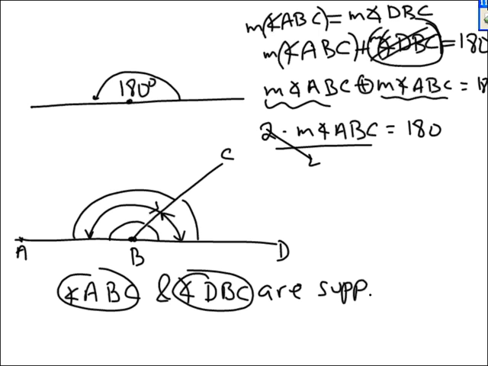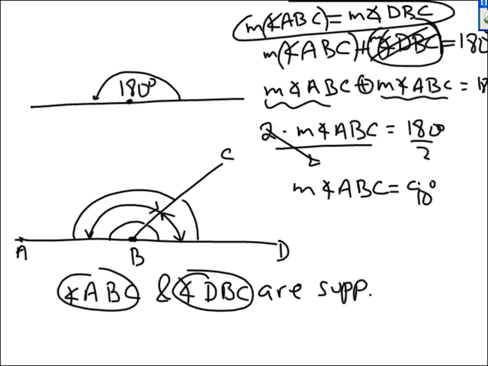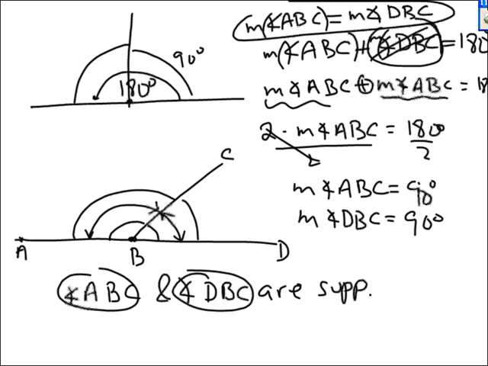Dividing both sides by 2, each angle must be 90. That is, the measure of angle ABC must be 90 degrees. But the measures of angle ABC and DBC are equal, so the measure of angle DBC is also 90. If two numbers add up to 180 and they're both the same number, then that's 90 degrees and that's 90 degrees. They can't both be 30. 30 and 30 are equal, but they don't add up to 180.